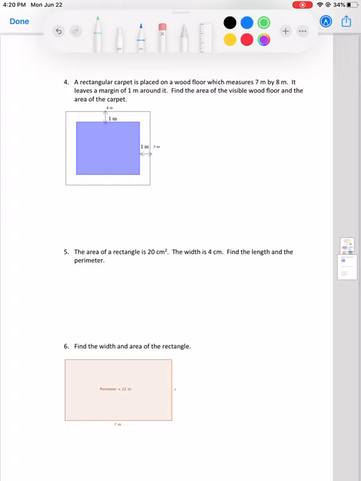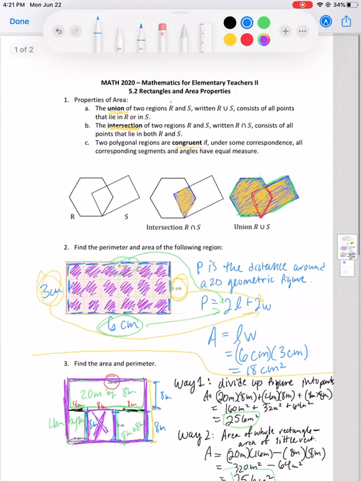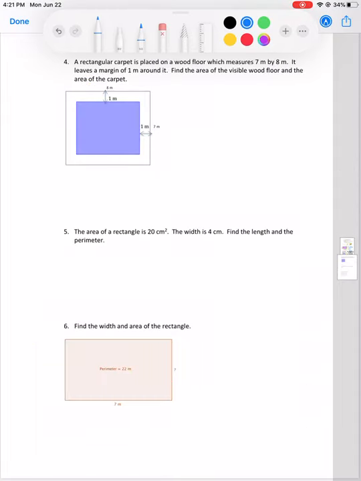We have a rectangular carpet placed on a wood floor, which measures 7 by 8. It leaves a margin of 1 meter around it. Find the area of the visible wood floor and the area of the carpet. Okay, so the visible wood floor is in white, and the area of the carpet is in blue. So this one we're going to do the area of the wood floor first.